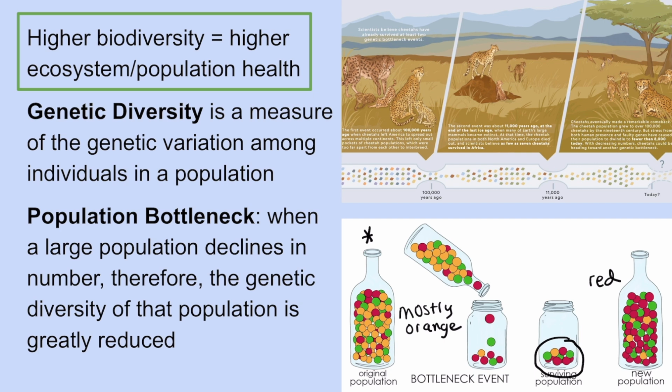Cheetahs are an example of a population that underwent a bottleneck. This happened around 11,000 years ago, and scientists have found that the current cheetah population has very low genetic diversity.